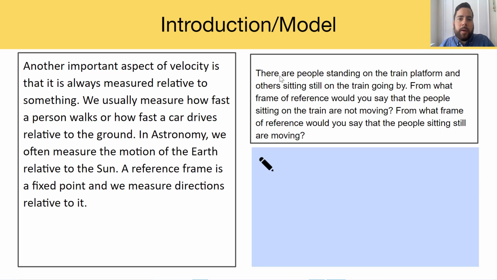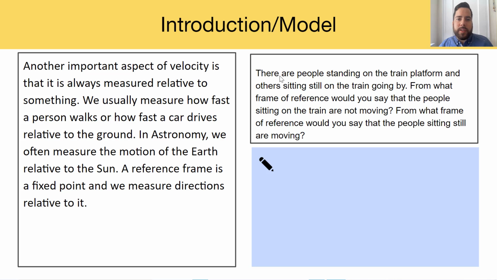When we talk about the Earth revolving around the sun, our frame of reference is the sun, right? It is moving when we compare it to the sun. And those are our frames of reference that are fixed points, right? Those points are not moving.